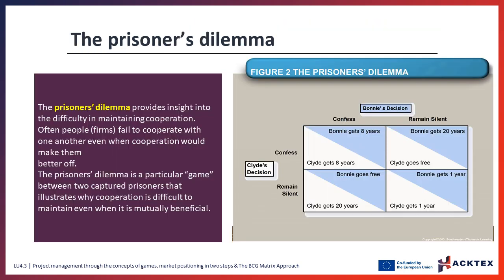The prisoner's dilemma provides insight into the difficulty in maintaining cooperation. Often firms fail to cooperate with one another even when cooperation would make them better off. The prisoner's dilemma is a particular game between 2 captured prisoners that illustrates why cooperation is difficult to maintain even when it is mutually beneficial.